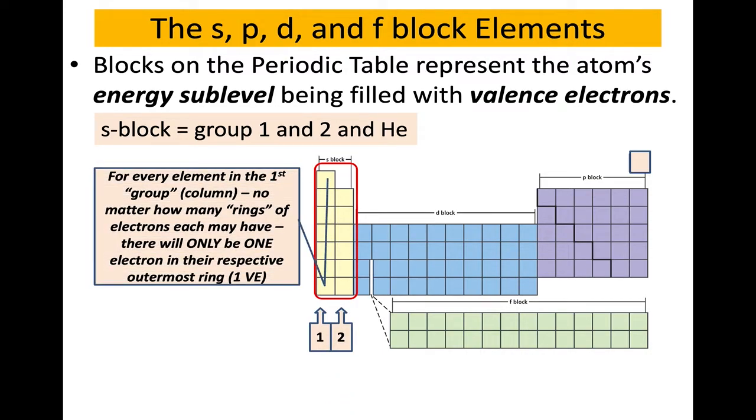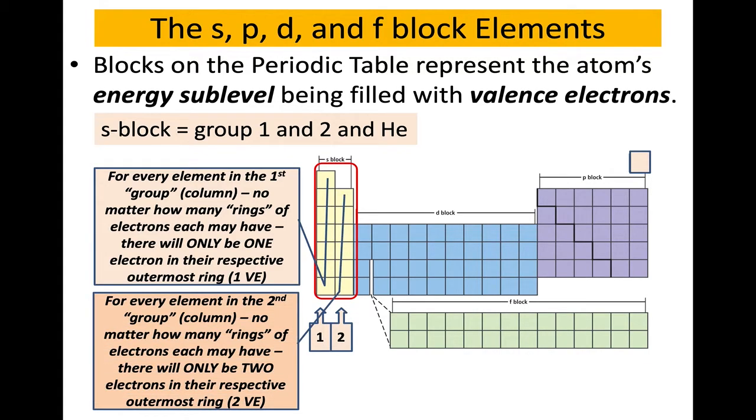For every element in the first group or the first column, no matter how many rings of electrons they may have, there will only be 1 electron in their respective outermost or highest energy level ring. They will all have 1 valence electron. So everybody in that column, that group, will only have 1 valence electron in its outermost ring. Group 2, no matter how many rings of electrons they may have, there will only be 2 in their outermost ring, or 2 valence electrons. That's the S block.